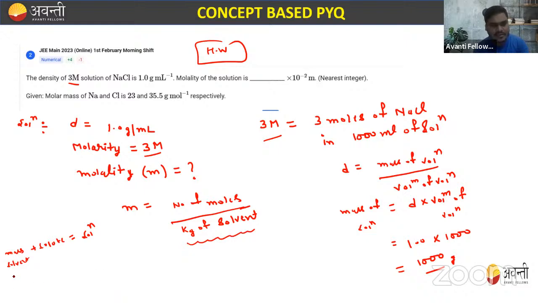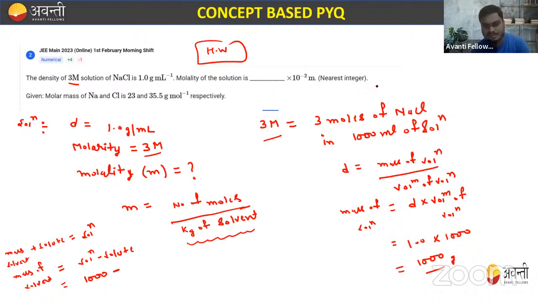So from here we can calculate the mass of solvent. Mass of solvent comes out to be mass of the solution minus mass of the solute. So what is the mass of the solution here? That is 1000 grams. What is the mass of solute? Can anyone tell me the mass of the solute?